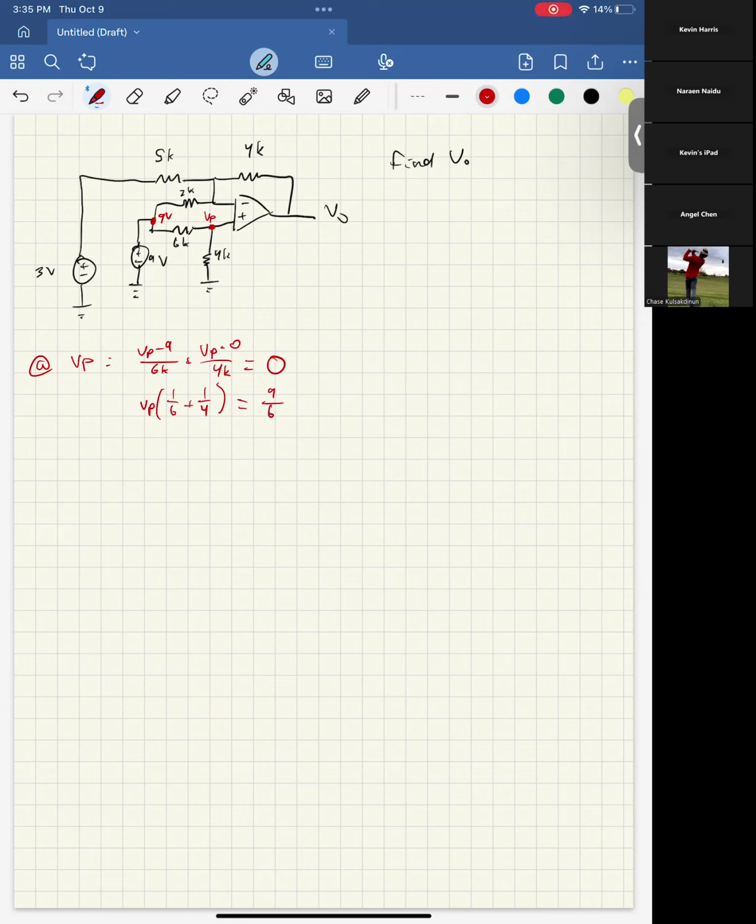And then if we plug that into my calculator, we take 9 over 6 and divide it by, in parentheses, 1/6 plus 1/4. We get VP equals 3.6 volts. And that is also Vn. Next up, we're going to do a node equation at Vn.